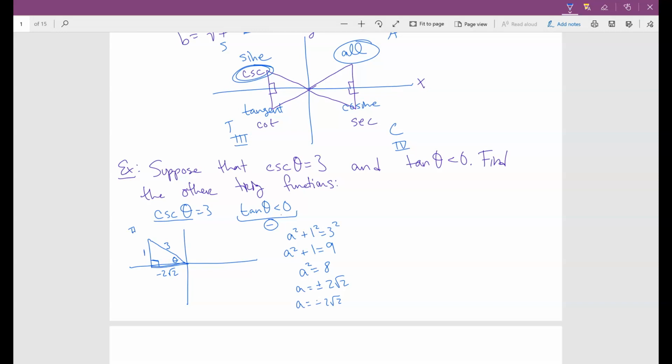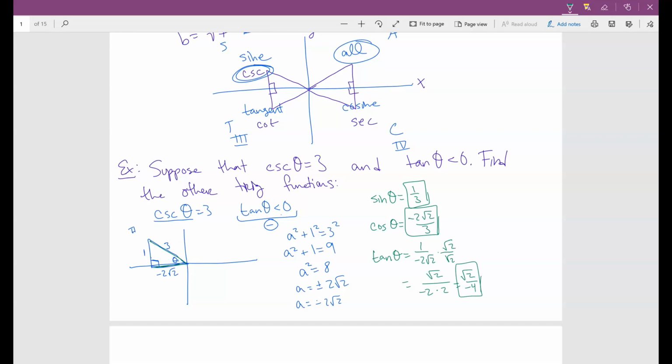So now that we know that, we can figure out the rest of the trig functions. We already know cosecant, so the sine of theta is going to be 1/3, in other words, just flipping the cosecant. The cosine is going to be equal to the adjacent over the hypotenuse. That's going to be negative 2 square root of 2 over 3. The tangent of theta is going to be the opposite over the adjacent, which is 1 over negative 2 square root of 2. If I rationalize this, this is going to give me square root of 2 on the top, and you're going to have a negative 2. Square root of 2 times square root of 2 gives me square root of 4, times 2 gives me 4. So this is just square root of 2 over negative 4.